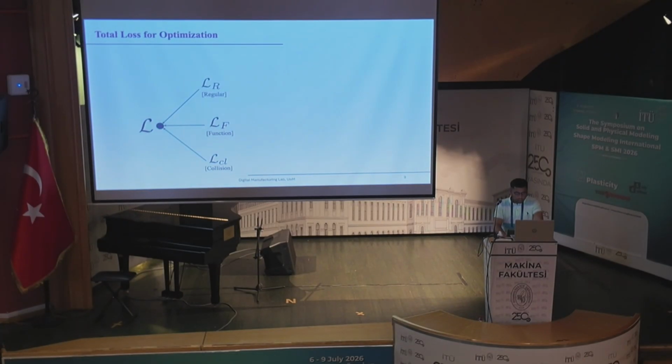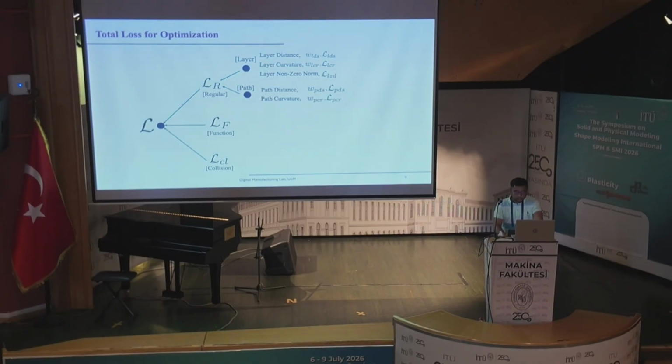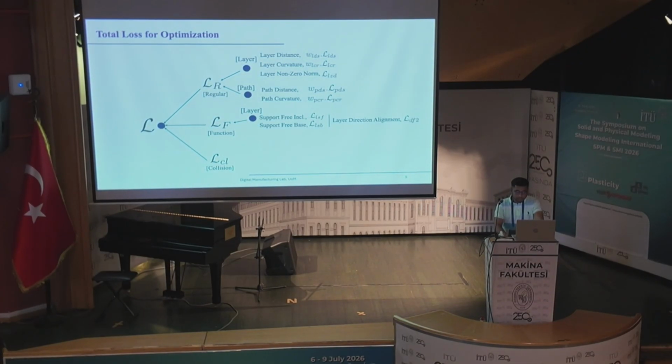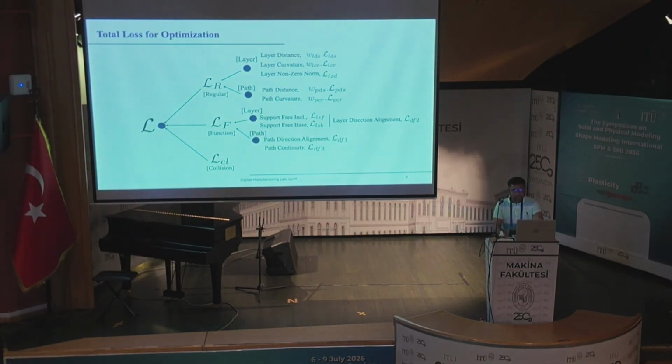So in our case, we have three different classes of loss functions: the regularization loss that controls the geometry of the layers and the path. We have the functional loss, which can control things like support free or layer or path direction alignments, when we want to align, let's say, carbon fiber along a stress field. And then we have the collision loss, which is a direct collision loss, and I'll show how it works.